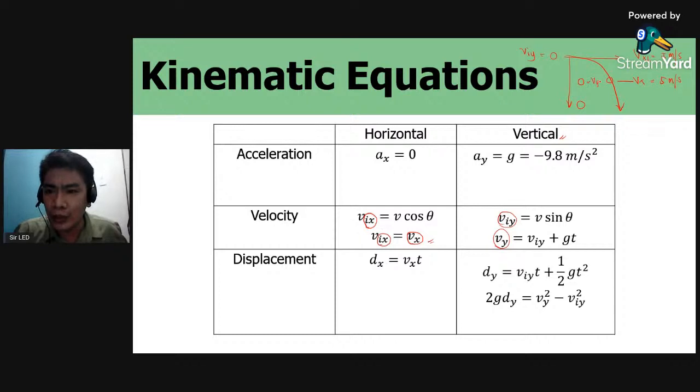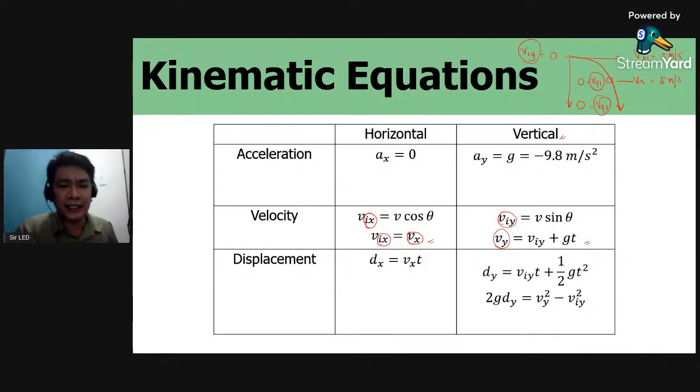Let's say v sub y1. Okay, v sub y1 is different from v sub iy, and v sub y1 is different from v sub y2 because we know, class, that the object's velocity is increasing downward. So we use these formulas, or we use this particular formula.